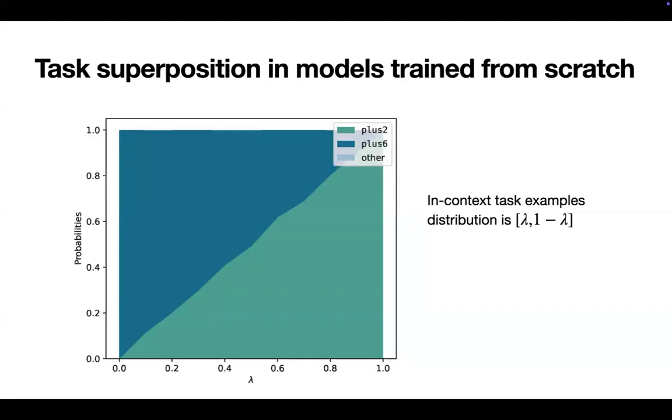We observe similar things. Even if the model is in-context learning one task during training time, during test time, if we provide a mixture of 2 tasks, the output probabilities can still align with the in-context task sample distribution.